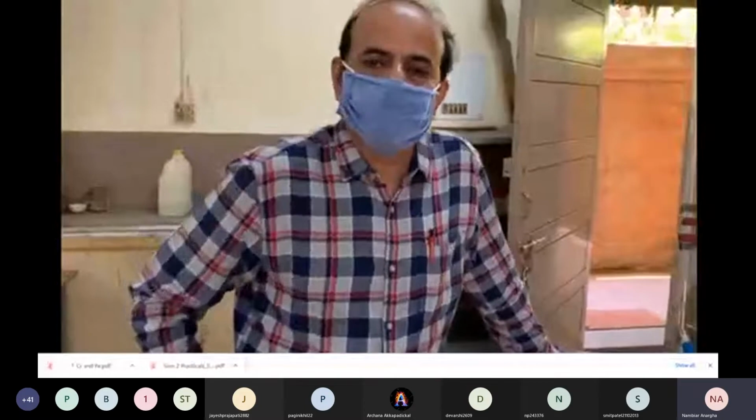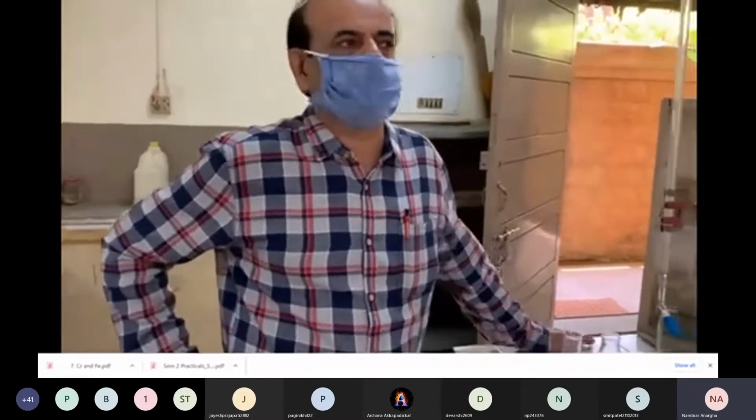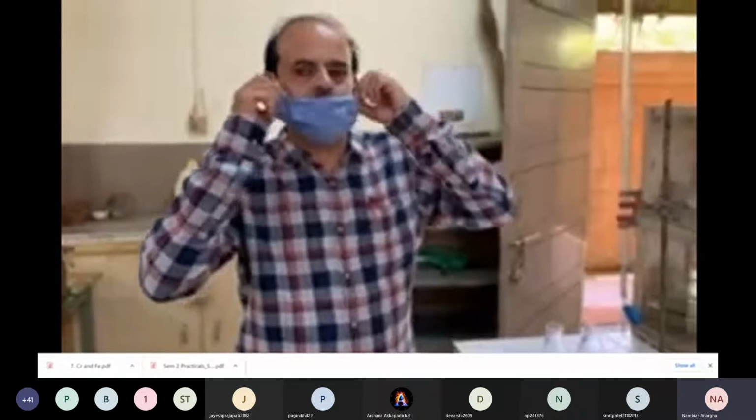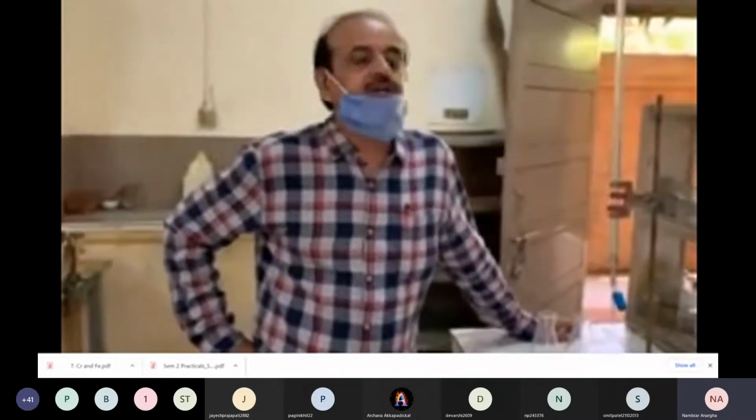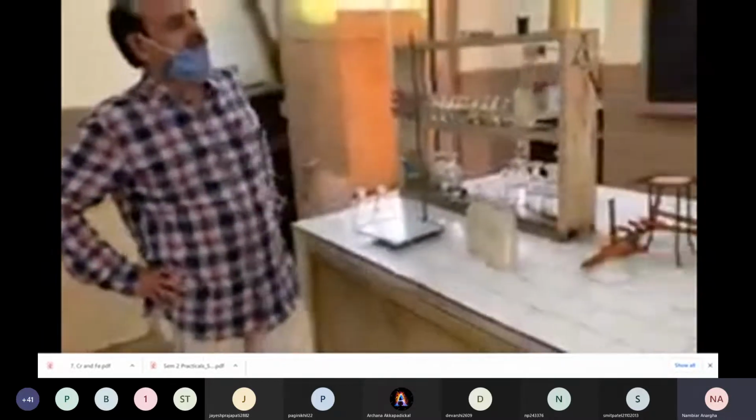Good morning. The experiment that we are performing is estimation of zinc ions in 250 cm cube of unknown solution, using EDTA. Now this involves 3 steps. First step is preparation of standard solution of zinc sulfate. Second step is standardization of EDTA solution, and the third step is estimation of zinc. Now we will start with the first step. We will prepare the standard solution of zinc sulfate.